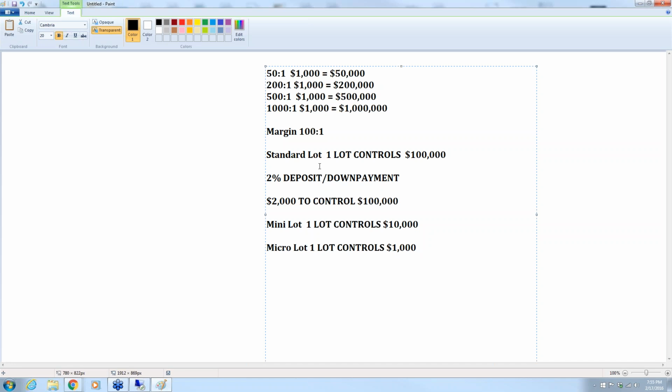does the deposit change when the margin amount changes? Yes, because the deposit is the margin.